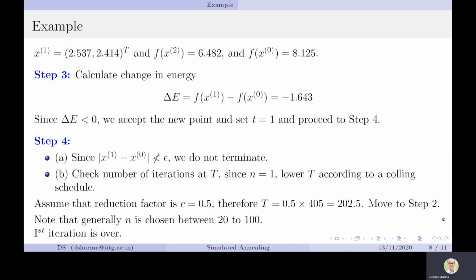And now we are going to move to step number 2. As I have mentioned, although we have taken n equals 1 in the current hand calculation, when we run our simulation, we generally keep the value of n from 20 to 100. By this point, our first iteration is over.